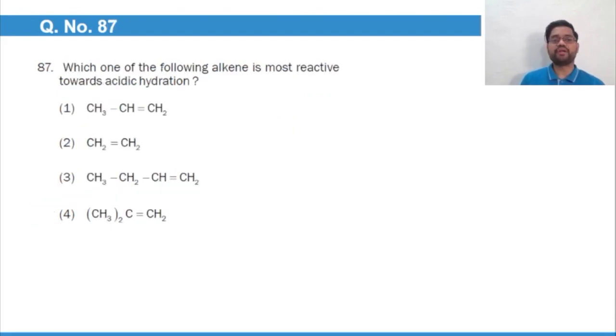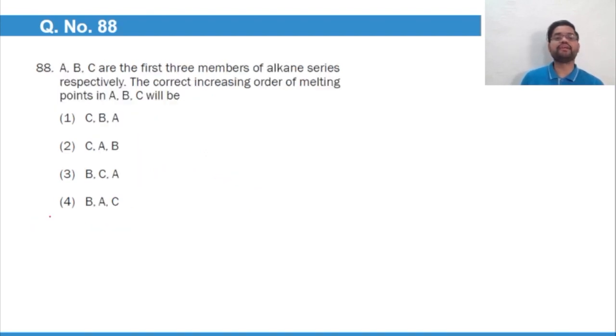Question 87: Which one of the following alkenes is most reactive towards hydration? So the more substituted the alkene, that means the more alpha hydrogens. Over here, the alpha carbon has 3 alpha hydrogens. CH2=CH2 has 0 alpha hydrogens. Over here it has 2 alpha hydrogens, and over here 6 alpha hydrogens, and hence that's the right answer. So option number 4 is the right answer.